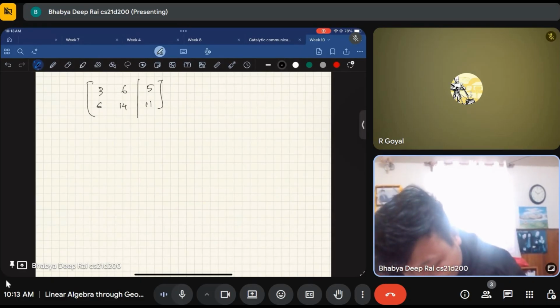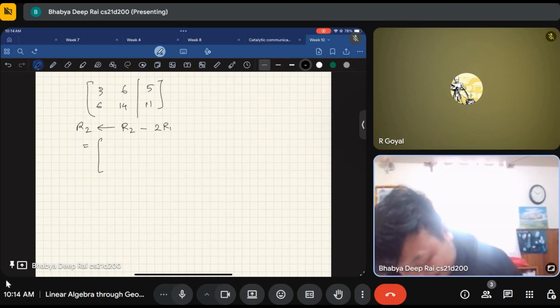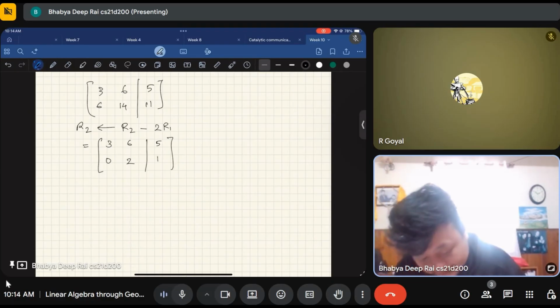Okay, so let's bring it to row echelon, reduced row echelon form. So R2 minus 2R1. The first row is still the same: 3 6 5. And this is 0, 14 minus 12 is 2, and 11 minus 5 twos are 10 is 1. That's correct, right?